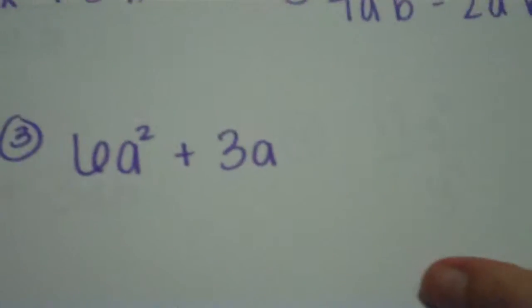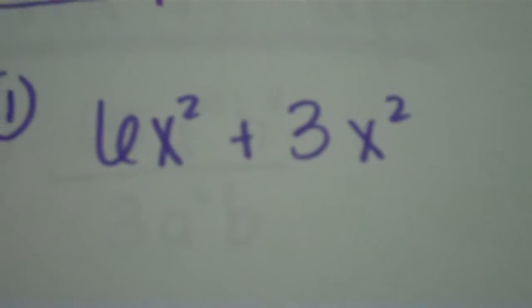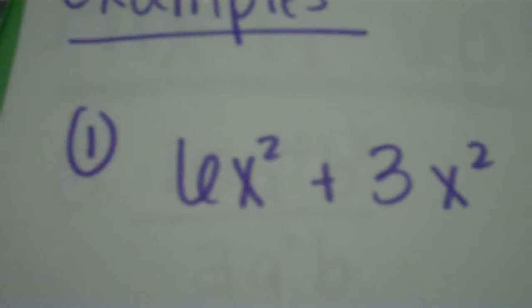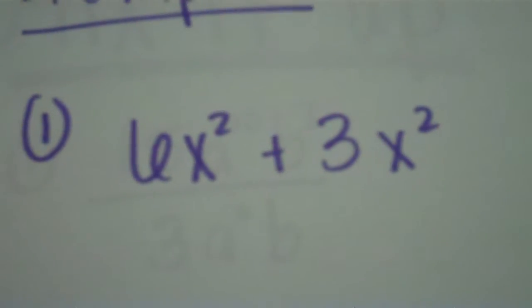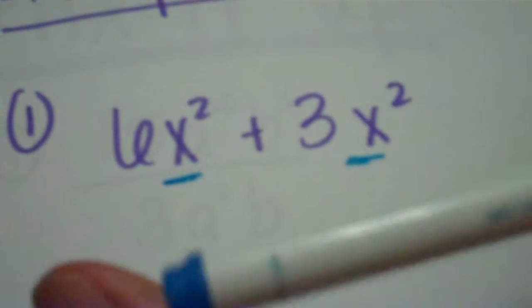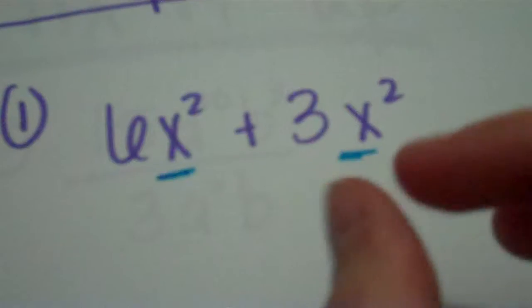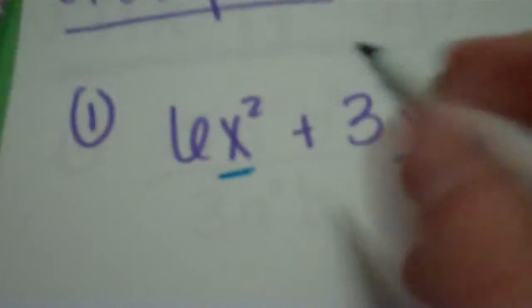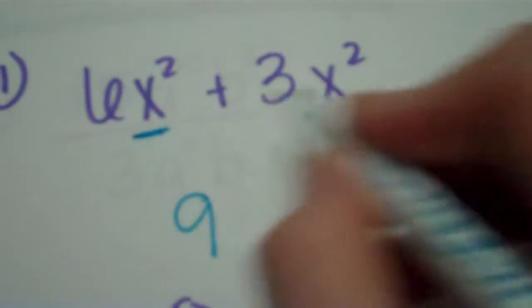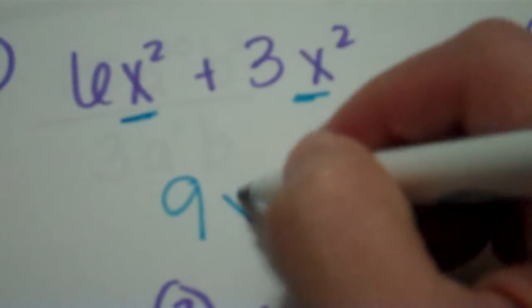So let's look at an example. Here's an example. 6x squared plus 3x squared. Okay, so these both have x squareds, right? So they're the same. So we can add them. If they were different, like that was a y squared, we couldn't add them. So since they're the same, we'll add them. 6 plus 3 is 9. And then we do nothing with the exponent, we just rewrite them, x squareds.